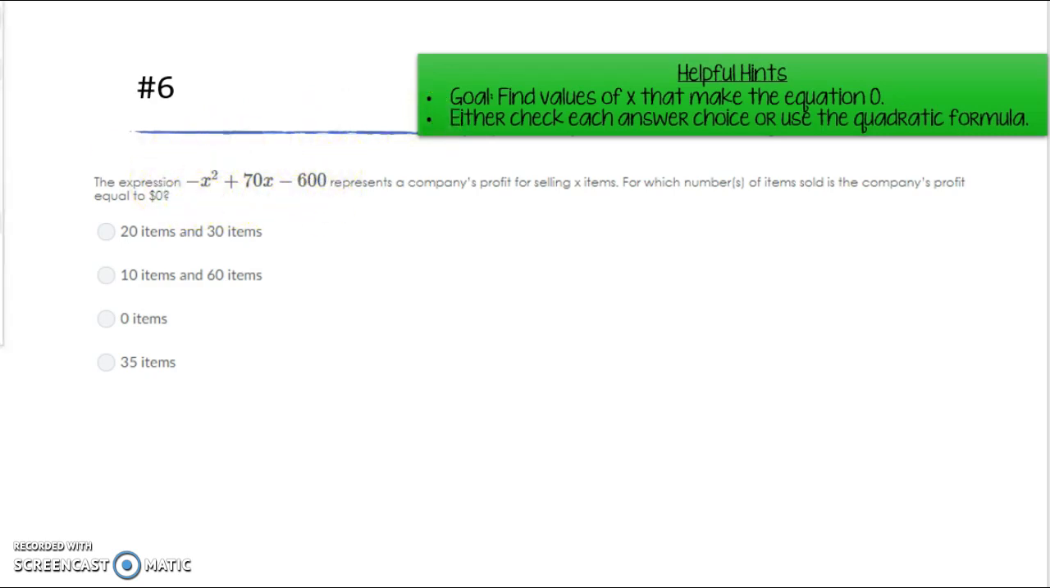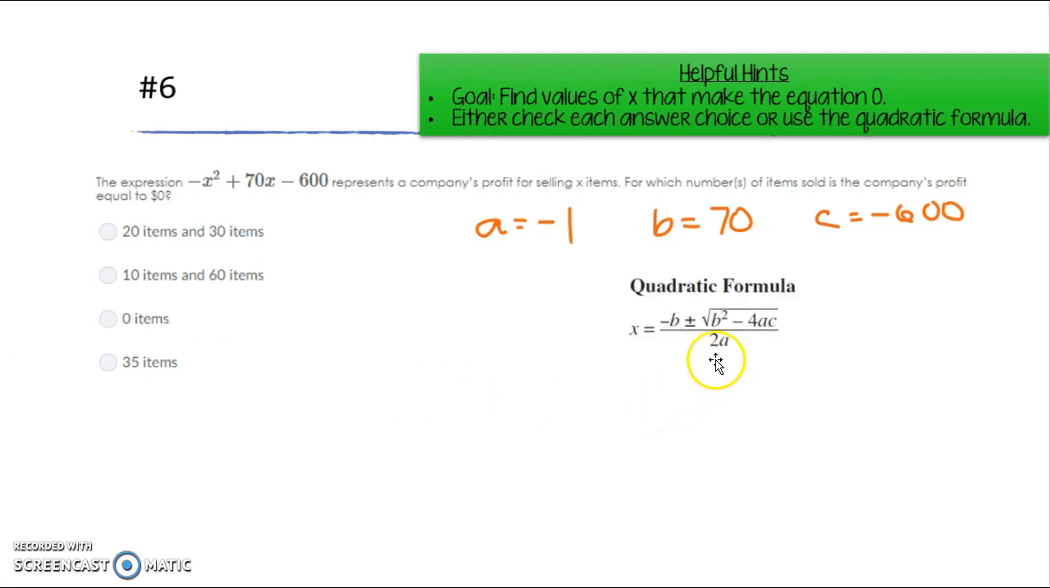If you choose to use the quadratic formula calculator that we were using online, you would plug in your A value of -1, your B value of +70, and your C value of -600. And then you would just solve this using the quadratic formula. You can do that using your formula sheet. The quadratic formula is right here for you from your formula sheet. So you can plug in your A, B, and C values into this and solve. You can use the online quadratic formula calculator that I showed you in class, but that's not available on your EOC, so use it wisely.